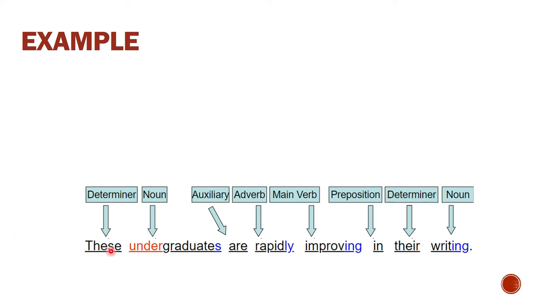So if you look at this one, these is a determiner. Like in modern grammar, I had told you back in the initial lectures of semester one what the new parts of speech are. So in that, this is the determiner, these. Now undergraduates altogether is a noun. Are is an auxiliary verb. Rapidly is an adverb. Improving is a main verb. Preposition, it is in. Again, there comes a determiner there. Like in old parts of speech, this is called possessive pronoun or possessive adjective. But in the modern parts of speech, it is called determiner. And again, there comes a noun. See, it does not mean that it has ended there. Let's get to the next step.